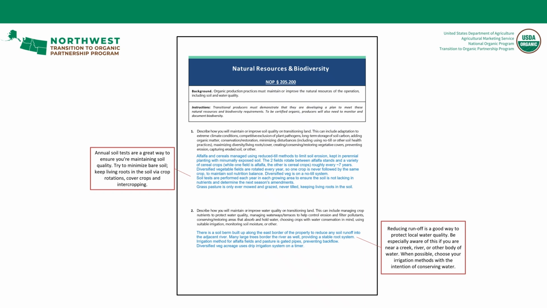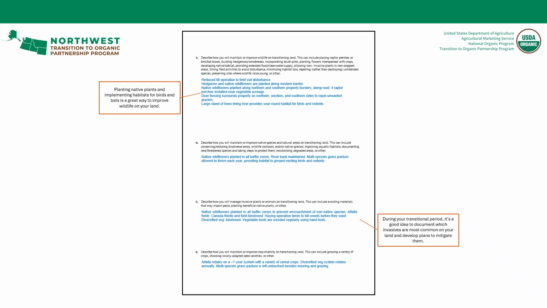For number 2, dealing with water management, consider ways that you can conserve water, like with certain types of irrigation, and prevent runoff into waterways to protect local water supplies. This next page is a continuation of the Natural Resources and Biodiversity section. For number 3, describe how you will maintain or improve wildlife on your land.